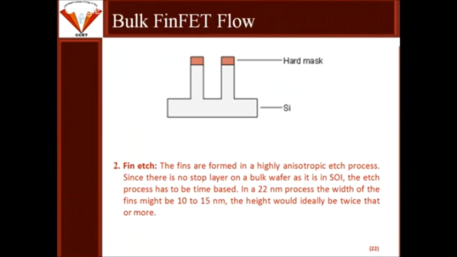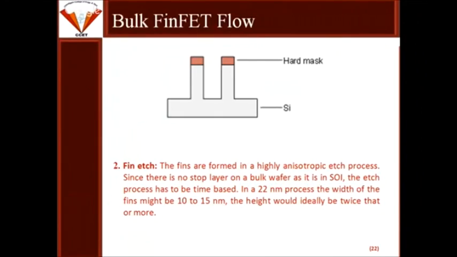It means the fins are formed in a highly anisotropic etch process. Since there is no stop layer on a bulk wafer as it is on SOI, the etch process has to be time based. You can just imagine that in case of SOI, we had the surface, and whenever the etching process reaches that oxide surface, it will stop. But in case of this wafer, when we are etching from both sides of the fin, we are not having any stop implant, or any stop layer. So in that case, we should time this thing.